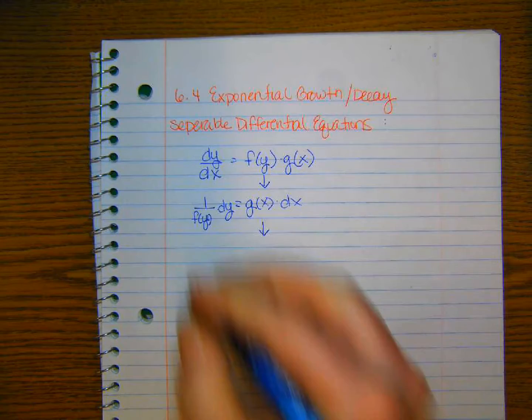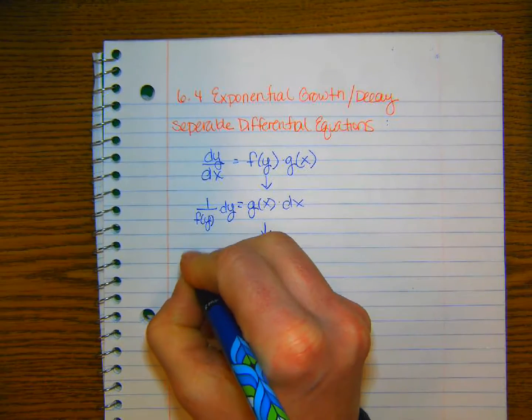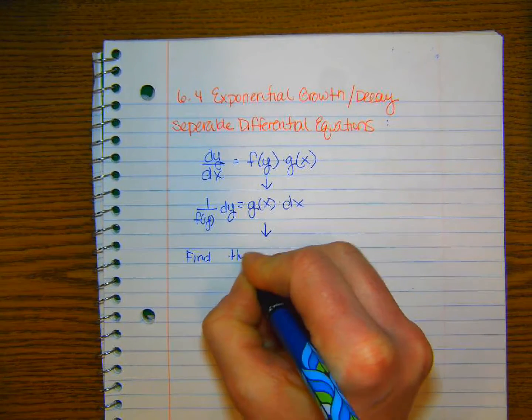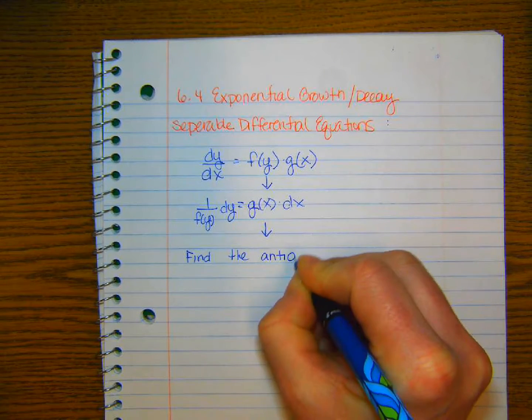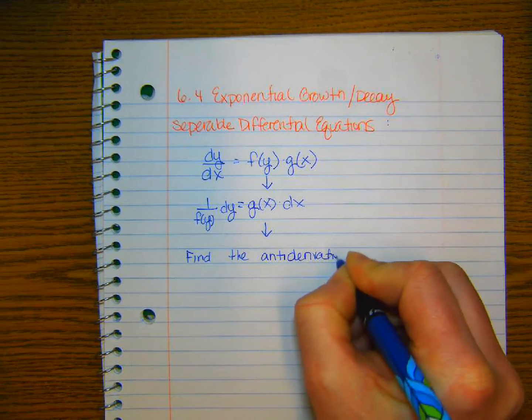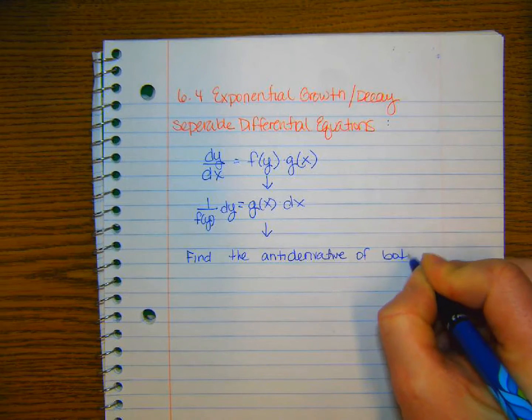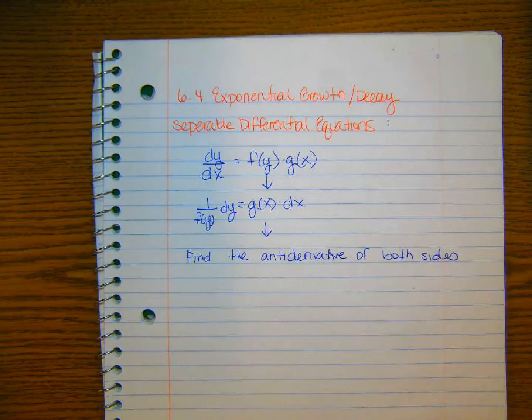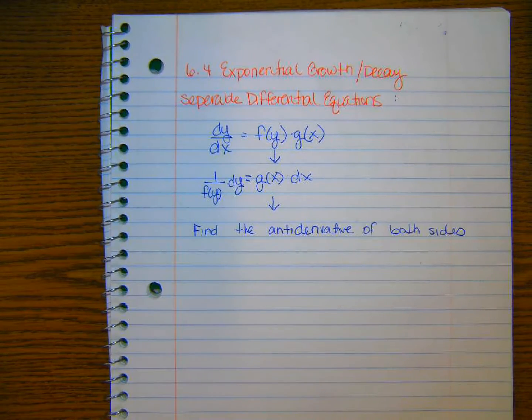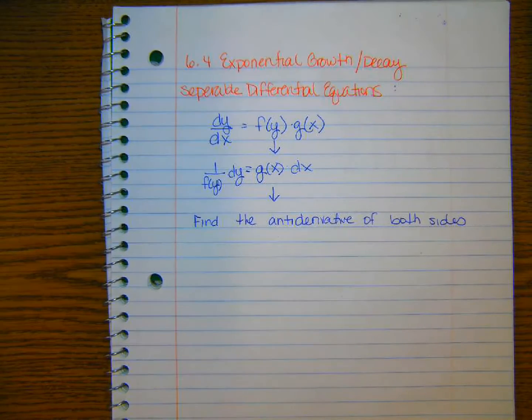What we do next then is we find the antiderivative of both sides. Okay, so we did this a little bit when we were dealing with slope fields, because this is also called a particular or an exact solution. Because when you integrate both sides, then you end up having a c, and then sometimes I give you information which allows you to find the c, and so on.